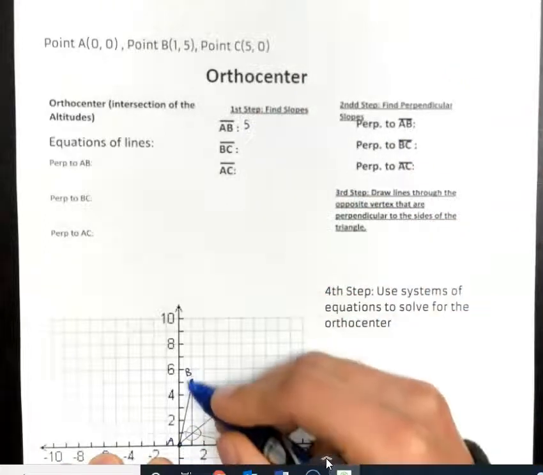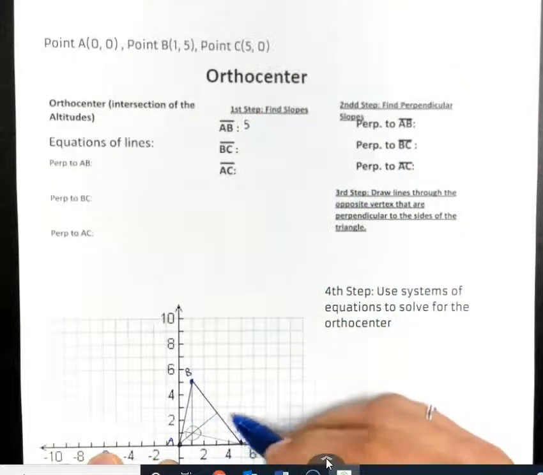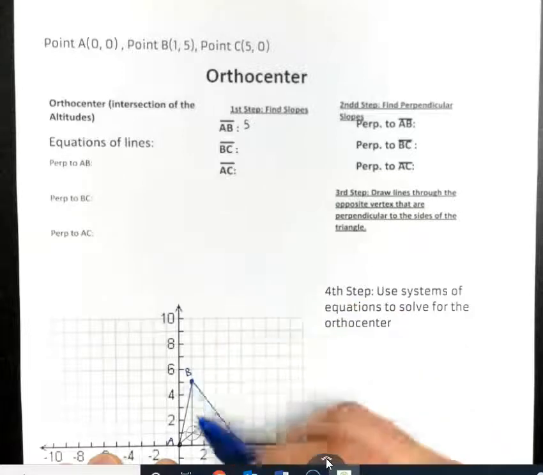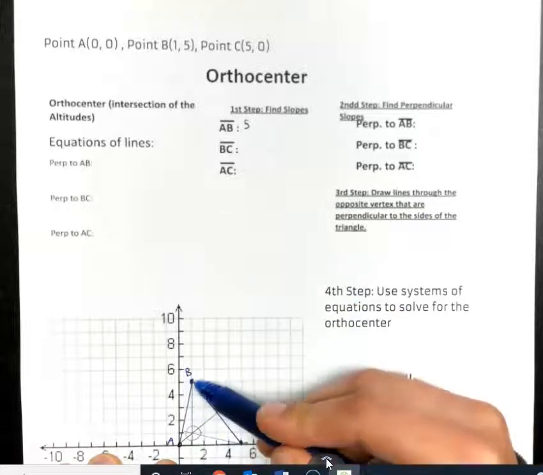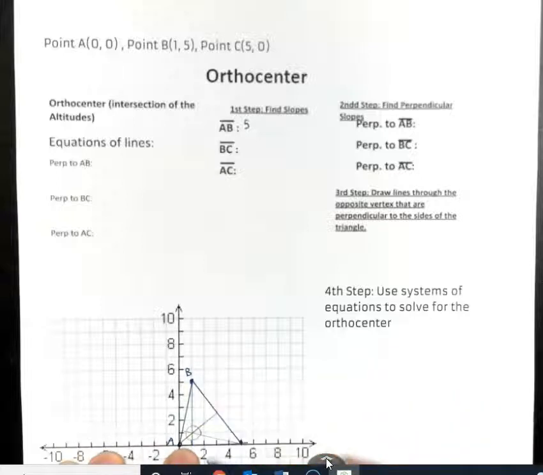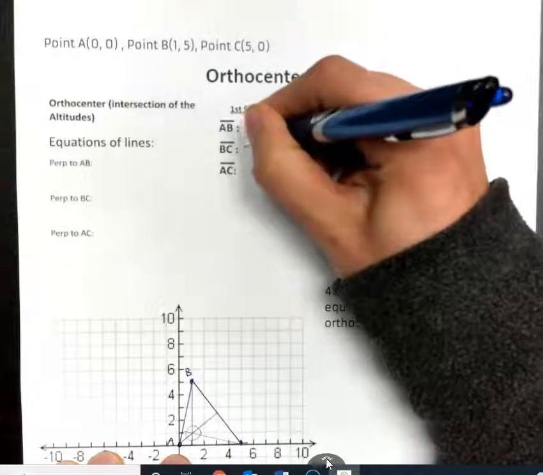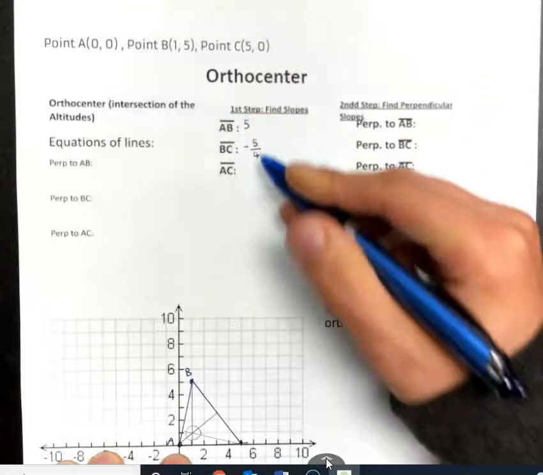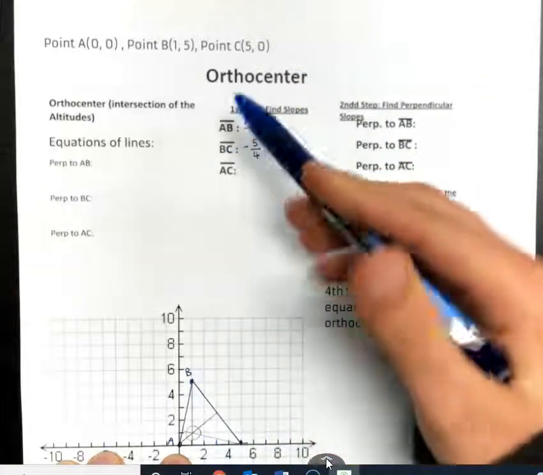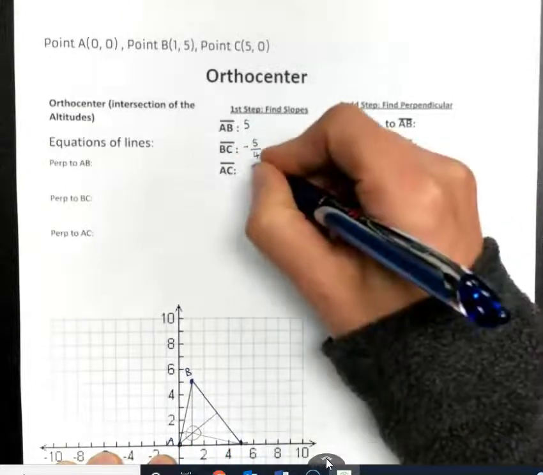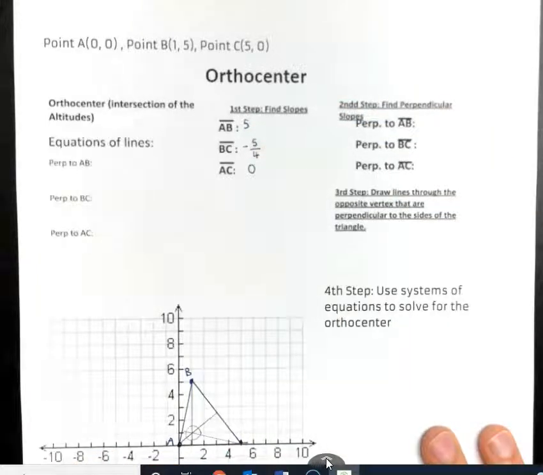Okay, now next we've got slope for BC. So BC, we've got rise over run. So for rise, it actually goes down, which is a negative direction, so it goes down -5, and it goes to the right, which is positive direction. It goes to the right 1, 2, 3, 4. So BC is going to be -5 over 4. Why is it negative? Because it goes down. Okay. Next, AC. Well, AC right here, there's no rise, so it's 0. So I found all my slopes.